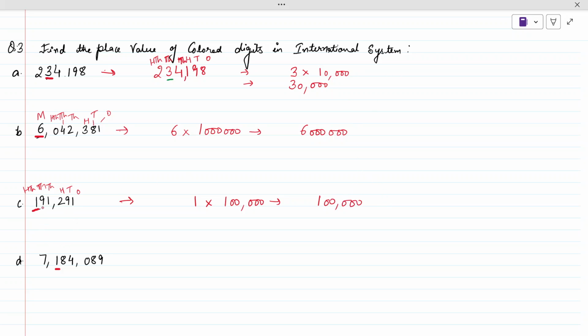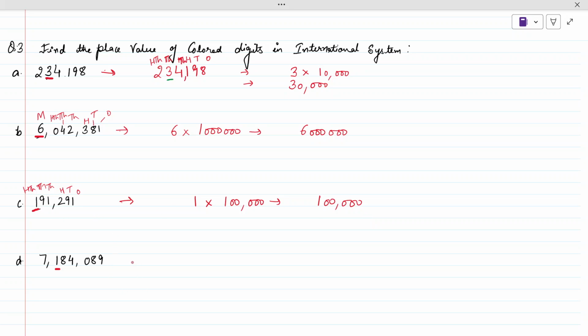And if we look at it in word form, it will be 191,291 in the word form. Okay, because at the 100 place we have 1, so we will begin from here. It is 191,291 in the word form, and the place value of this colored digit 1 in this whole number is 100,000 because 1 is present at the 100,000 place.